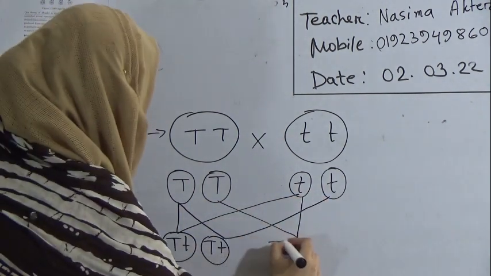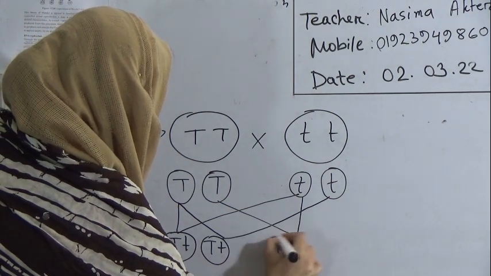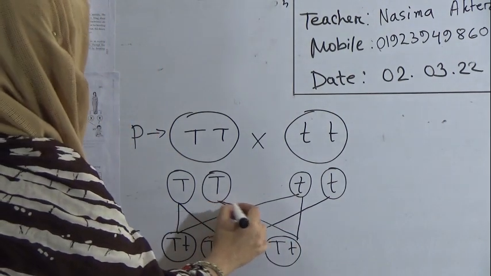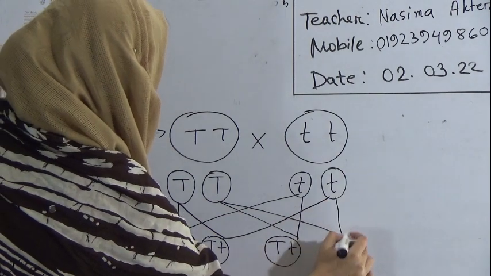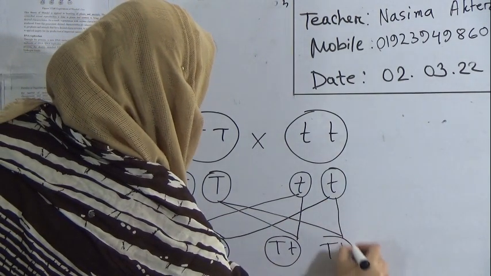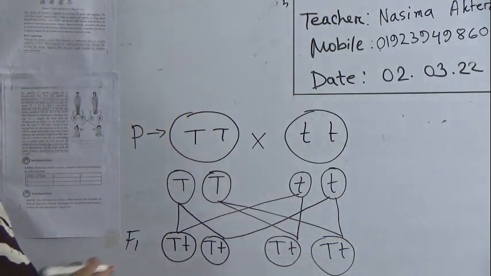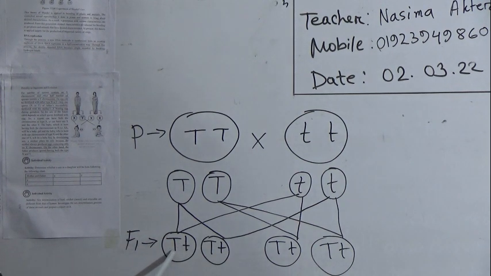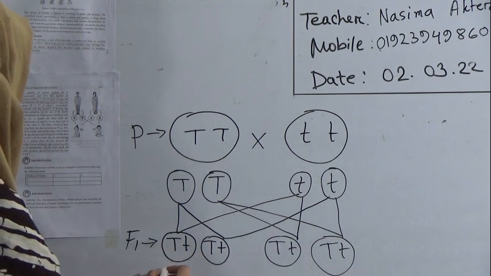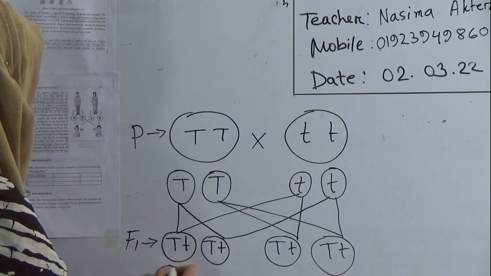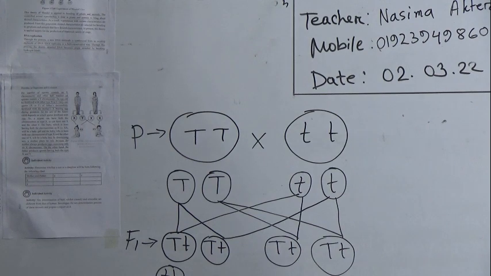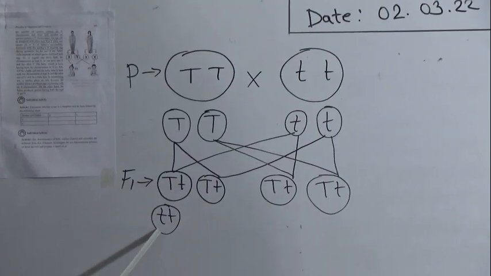And here is capital T and small t, and again if it will match with this one, capital T and small t, that means the whole F1 generation will be tall, because capital T is the dominant character and the recessive is small t. When we will get only these types of chromosome, then it will be short characters.